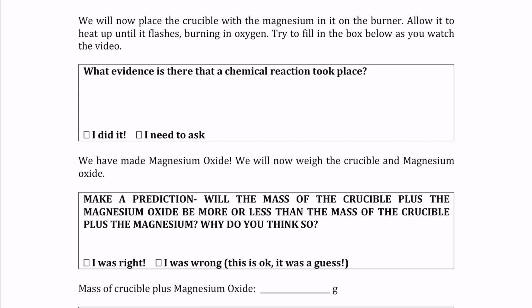So now you've seen the reaction. I hope you saw that there's some evidence there that there was heat produced, heat and light in the form of sort of a fire, and a color change here. It went from metallic to a white flaky look.